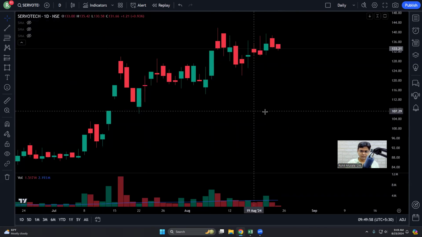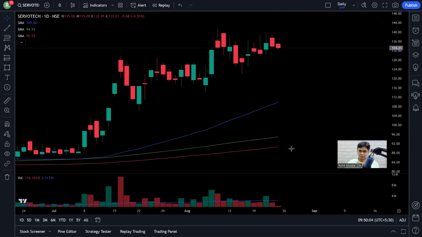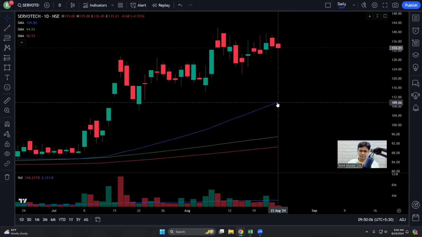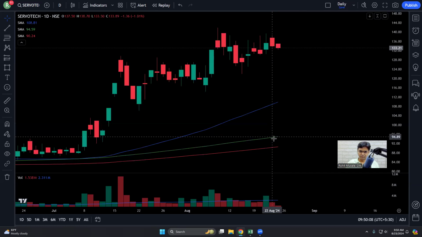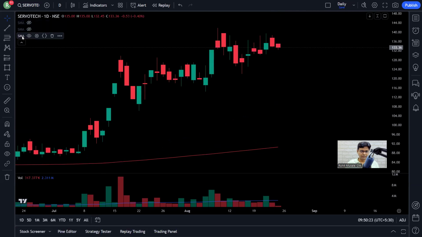So first, let's look at the moving averages. The 50-day moving average, which is the blue line, is above the 150-day moving average, which is the green line, which is above the 200-day moving average, which is the red line. So this is a nice stage 2 uptrending stock. That is a good sign. Next.